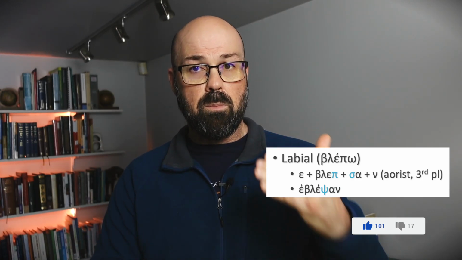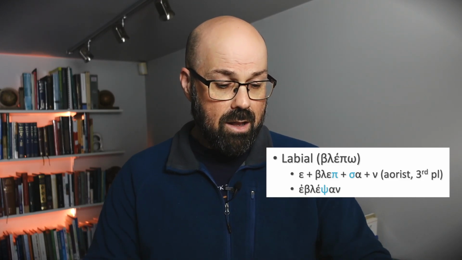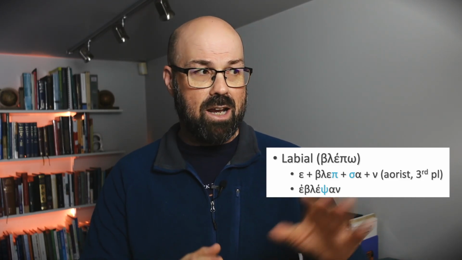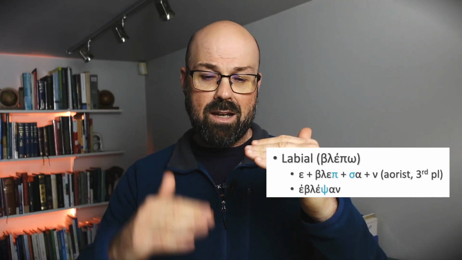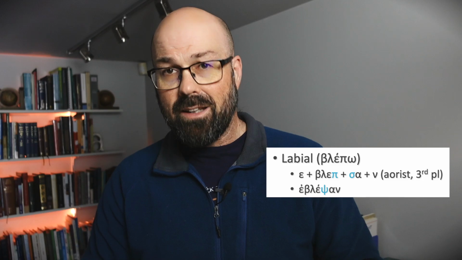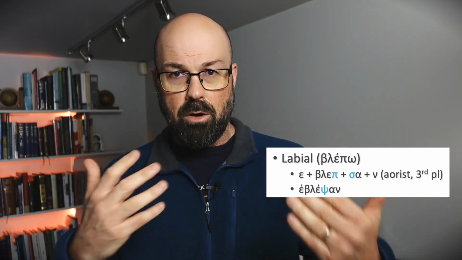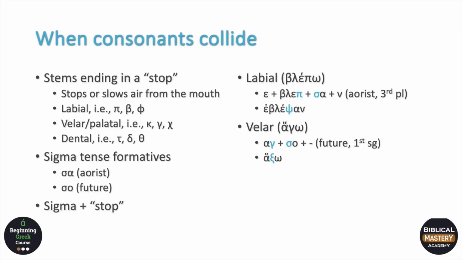Now, when the P and the sigma of the tense formative come together, that's when you get this change. And you see in this case, the P sound and the sigma sound have simply merged together, if you like. Fortunately, Greek has a letter for this, which is the psi, and the psi then takes the place of both those two letters. We see the same thing with velars as well.